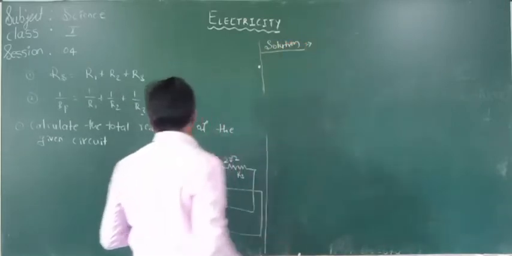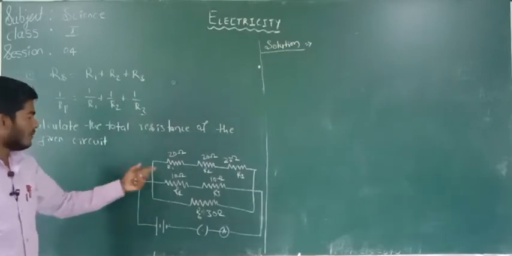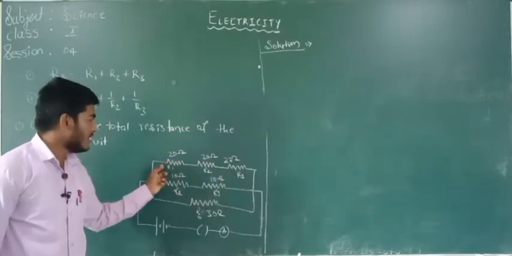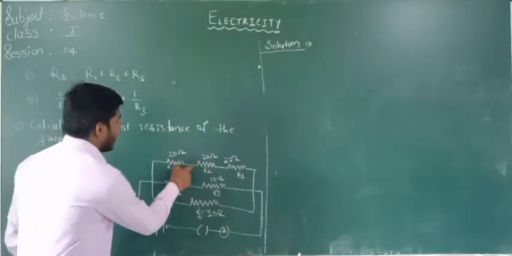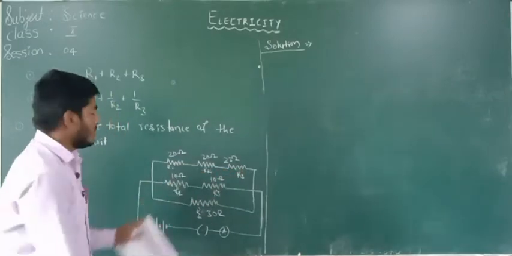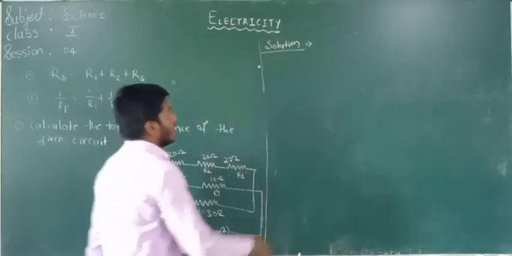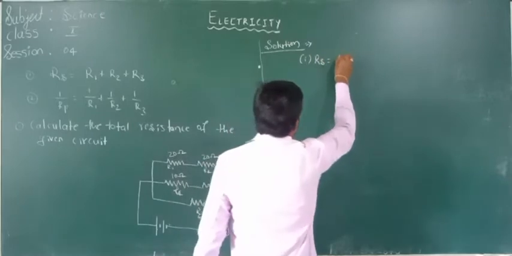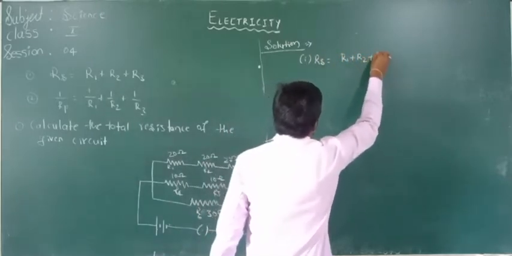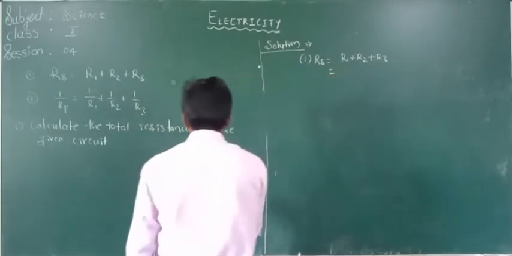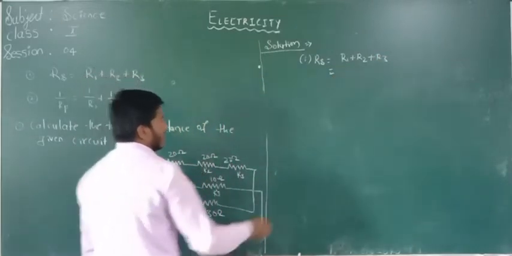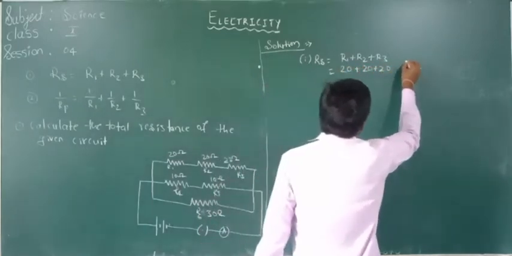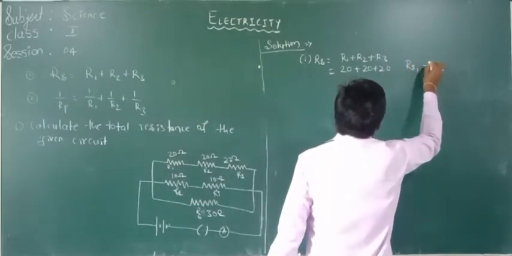Solution. See the given circuit diagram. R1, R2, R3, these three are in series. First, these three are in series connection because they are in end-to-end connection. So we first calculate the series resistance Rs. Rs is equal to R1 plus R2 plus R3. Why? Because they are in series. What is the value of R1, R2, R3 here? That is 20 ohms. 20 plus 20 plus 20. That is Rs1 is equal to 60 ohms.